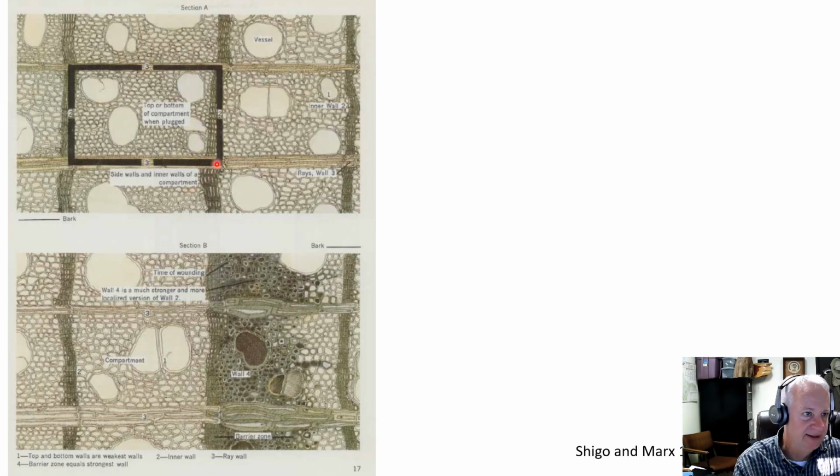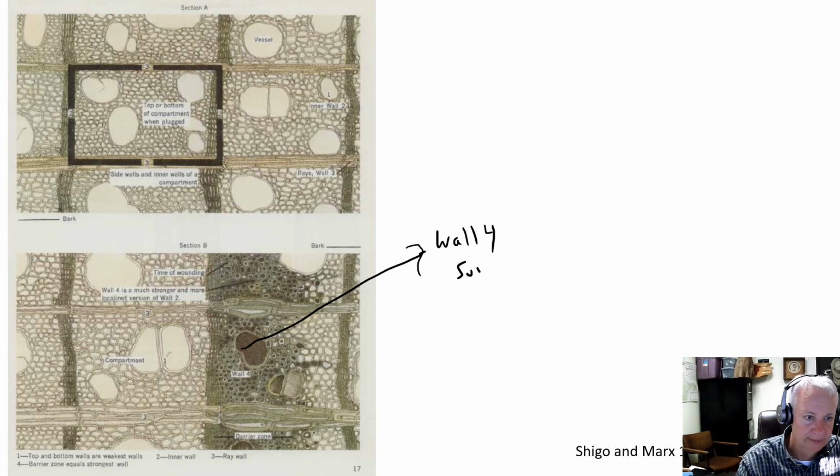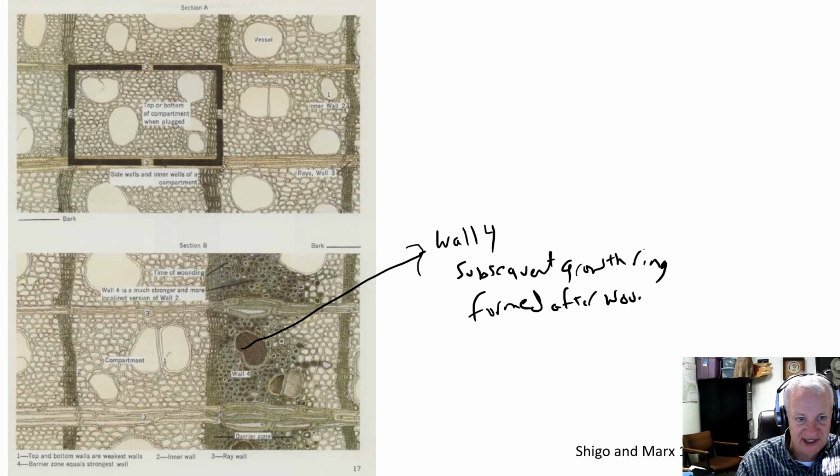So in that uninfected part of the tree, I've already showed you this diagram. These are just the preformed compartments. But in that infected part of the tree, you can see that wall 4 is the formation of the subsequent growth ring. Okay? So that subsequent growth ring formed after the wounding event or after the pathogen attack.